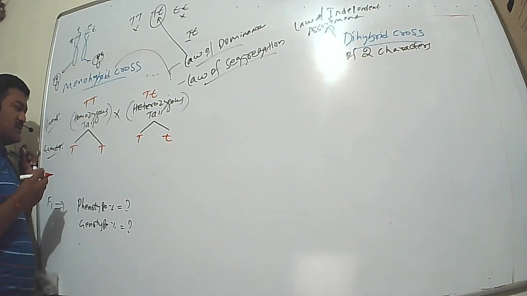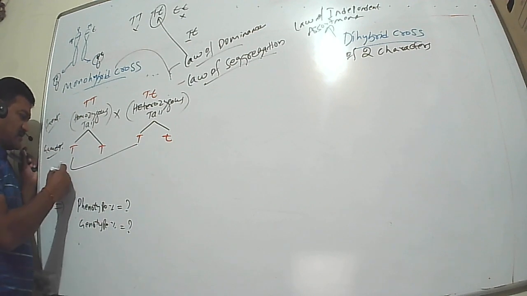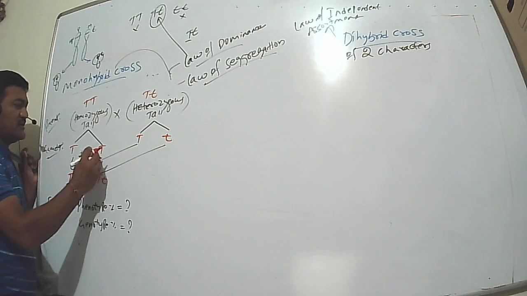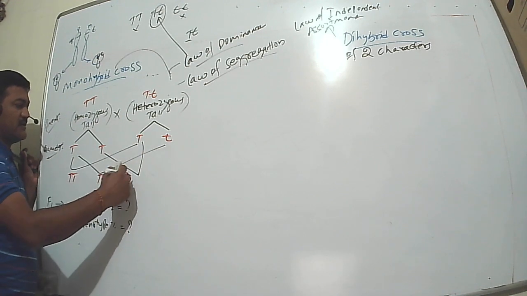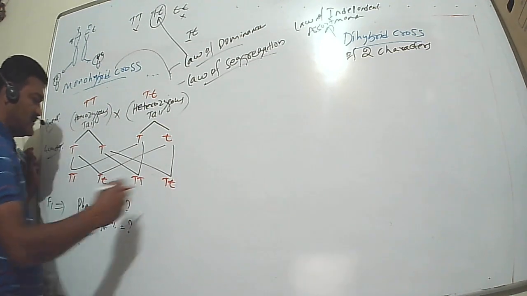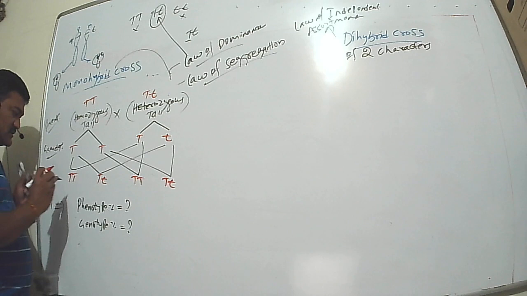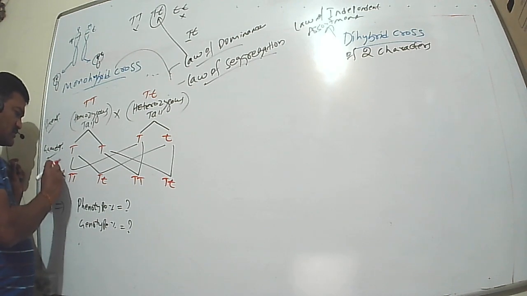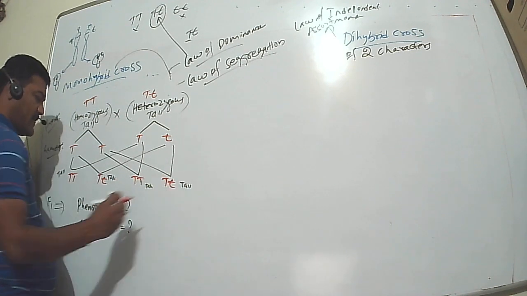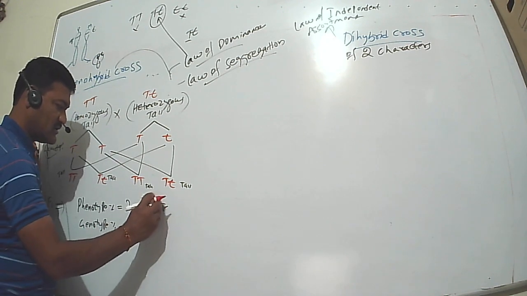Now let's look at the possible fertilizations and the possible zygotes. If this fertilizes with this, I'll get capital T capital T. If this fertilizes with this, I'll get capital T small t. If this male gamete fertilizes with this female gamete, I'll get capital T capital T. And if this fertilizes with this, I'll get capital T small t. Now, phenotype. Just observe how many are tall, how many short. Is this tall? Yes. This one is tall, this also is tall, this also is tall. So it's 100% tall.